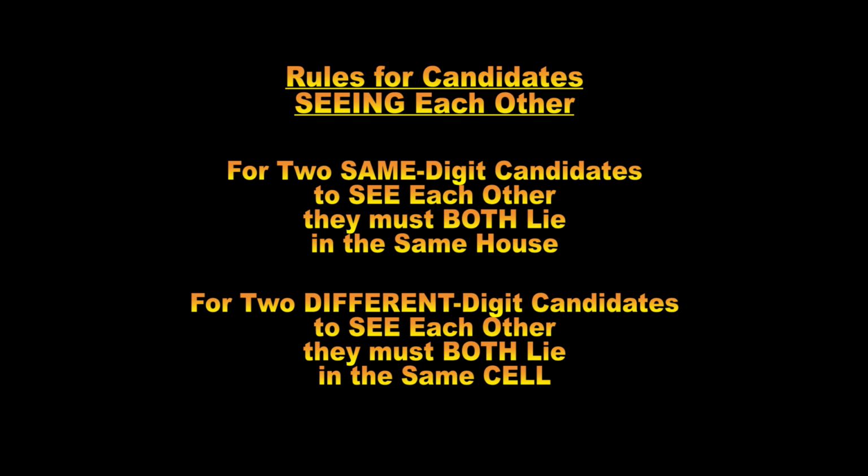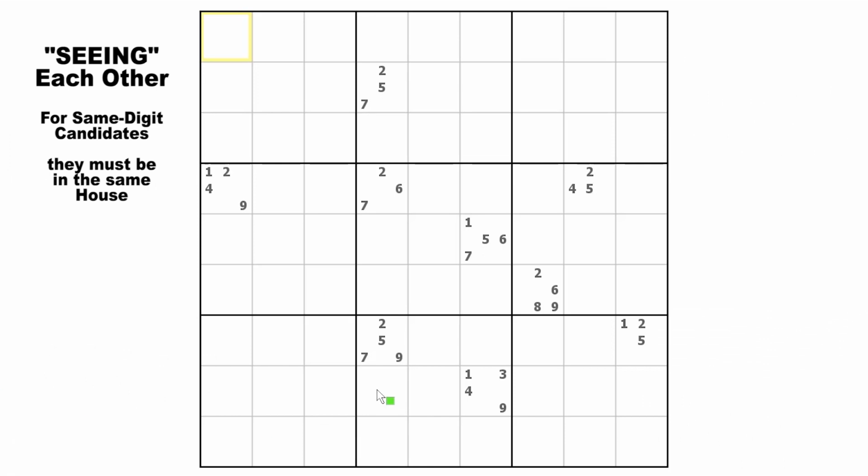Here are some quick examples. These two candidate 7s can see each other because they lie in the same column. And these two candidate 7s can see each other because they lie in the same column. And these two candidate 7s can see each other because they lie in the same block. But these two 7s do not see each other because they do not lie in the same house.